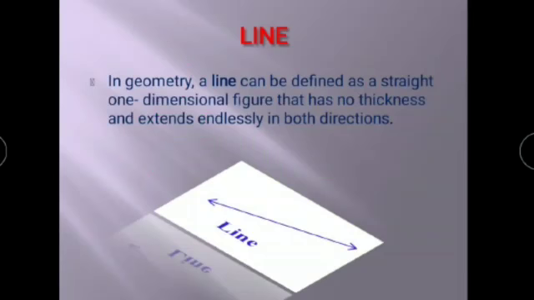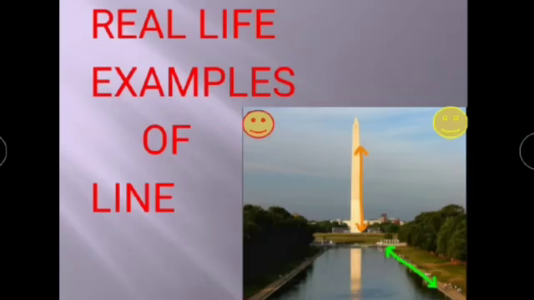Now we will discuss line. In geometry, a line can be defined as a straight, one-dimensional figure that has no thickness and extends endlessly in both directions. Here are real-life examples of a line.